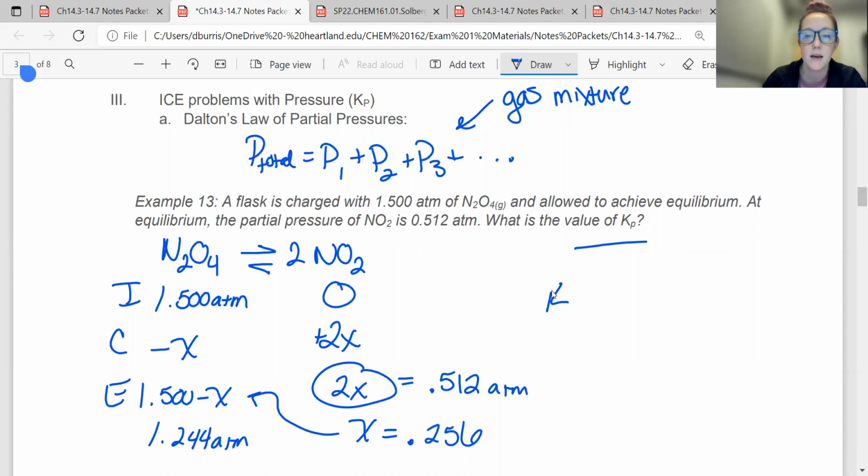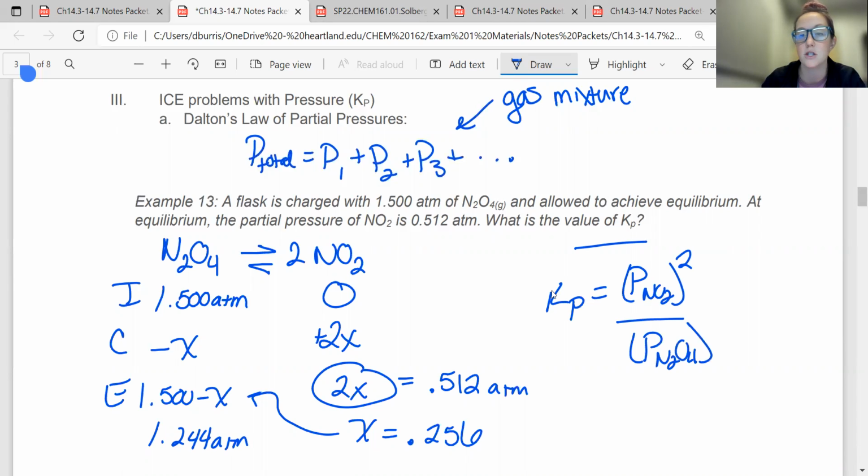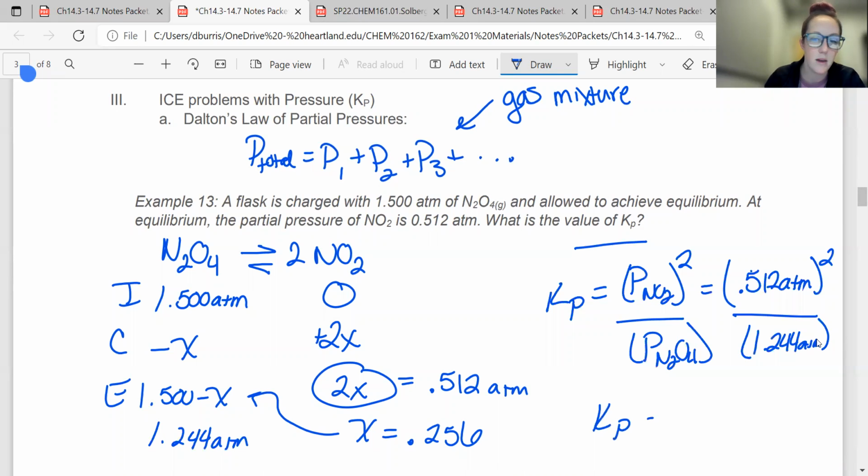And then it says, what's the value of Kp? Easy peasy. Kp is going to be the partial pressure of NO2 squared over the partial pressure of N2O4. So I can just plug in my pressures now. NO2, I said, is 0.512 atmospheres, and that one needs to be squared. And this one is 1.244 atmospheres. And you should get that Kp is 0.948.